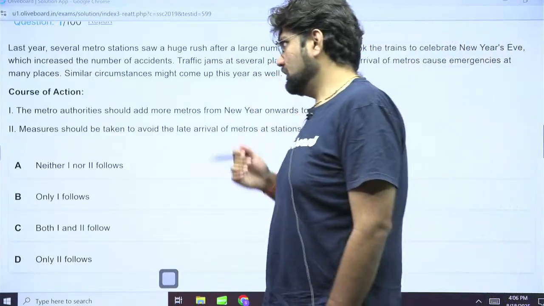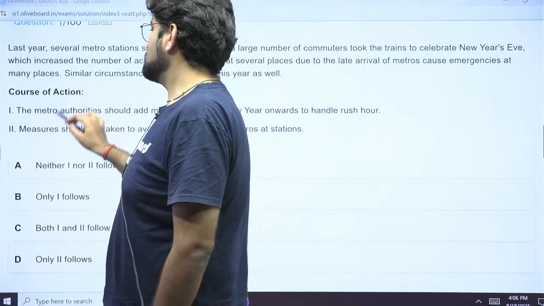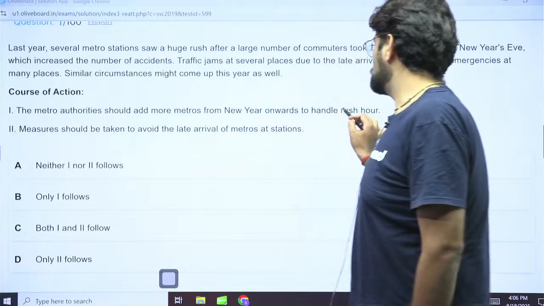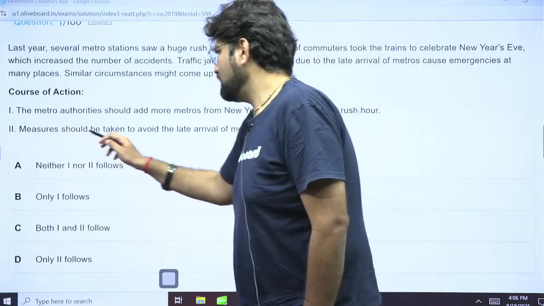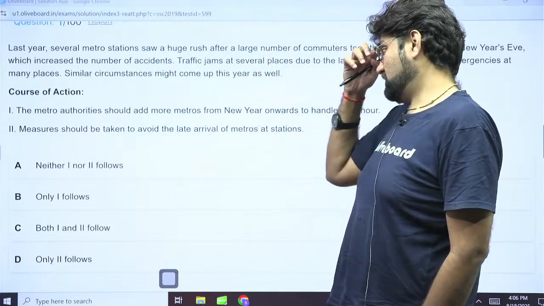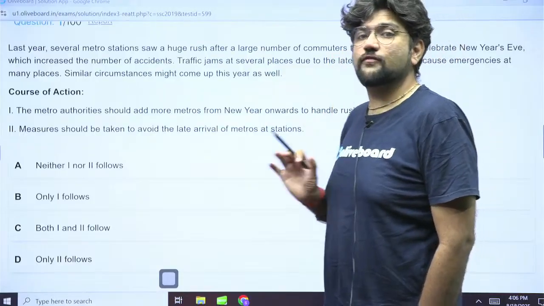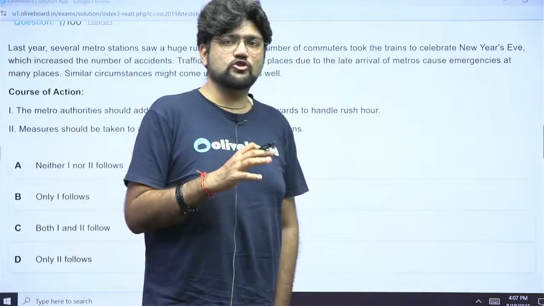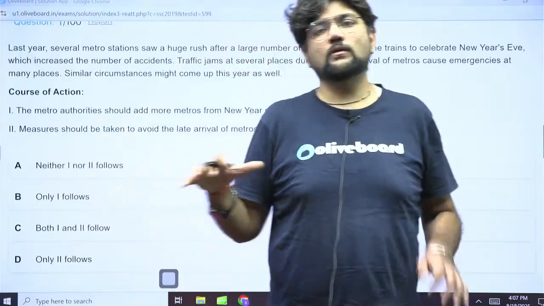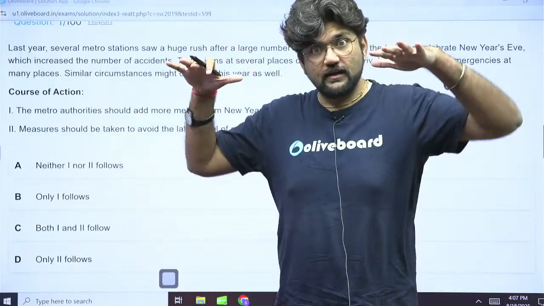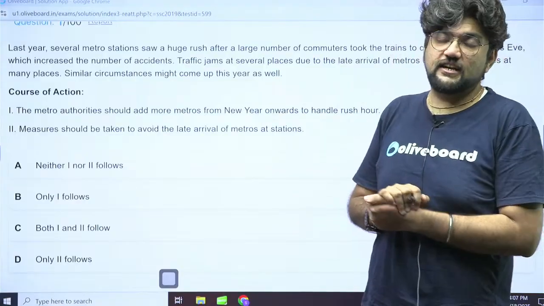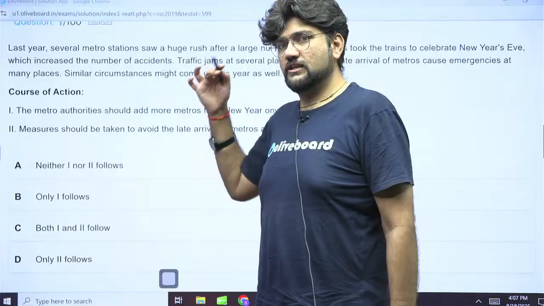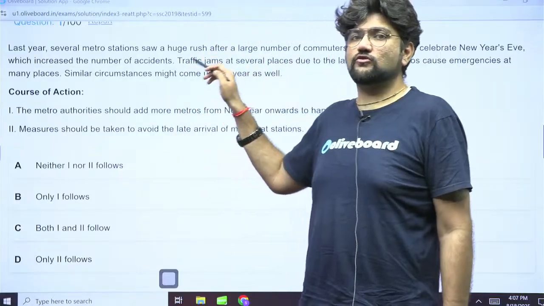Now, moving forward, course of action means the metro authorities should add more metros from New Year onwards to handle the rush hour, and measures should be taken to avoid the late arrival of metros at stations. See, whenever a course of action case is given in front of you, always remember your course of action or the solution should be an immediate solution to a problem. Your problem should either be eradicated completely or should be reduced to a large extent without any large side effects.